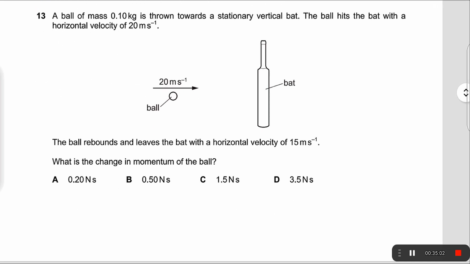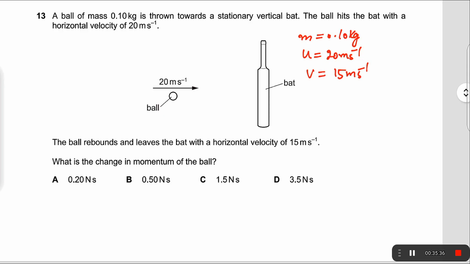Now there is the 13th question. A ball of mass 0.10 kg is thrown towards a stationary vertical bat. The ball hits the bat with a horizontal velocity of 20 meter per second. That is, the initial velocity is 20 meter per second. But the ball rebounds and leaves the bat horizontally. That means v is equal to 15 meter per second.